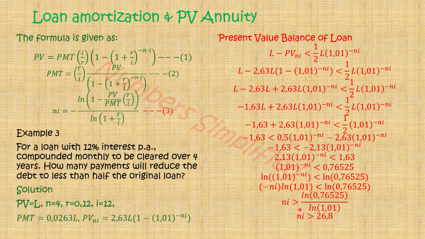And take note, NI is the period of payments. So this is not the time, but the period. Therefore, this is 27 payments, approximately 27 payments, because we cannot make 26 payments. What happens to the 0.8 payment? So we are going to have it as at least 27 payments. That would clear the balance.